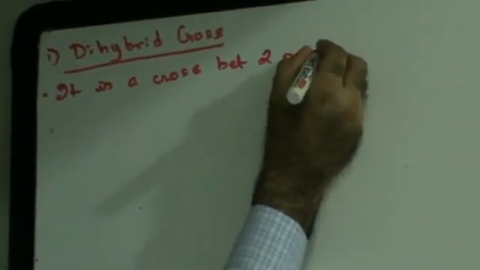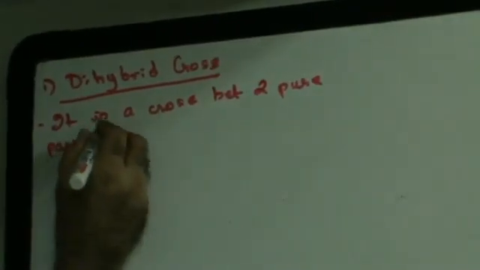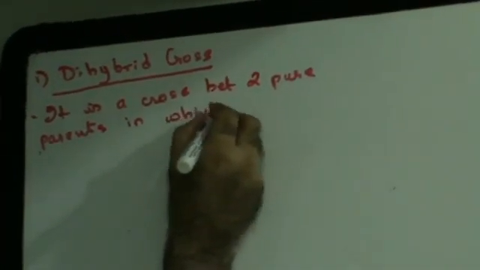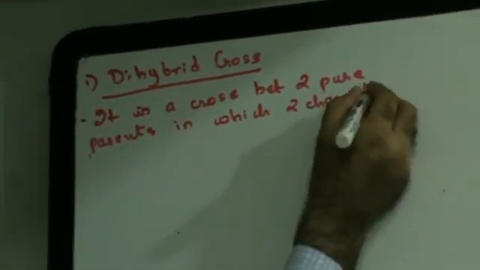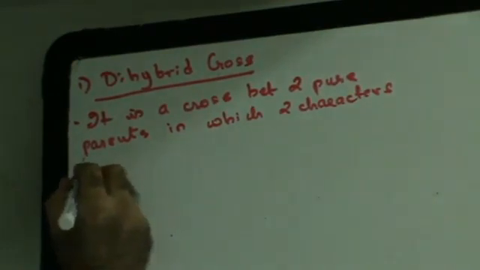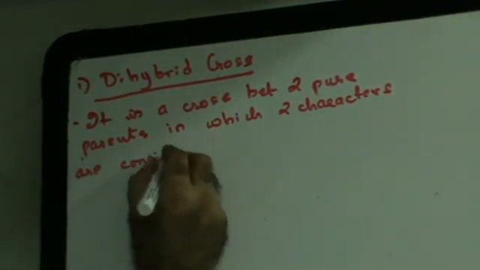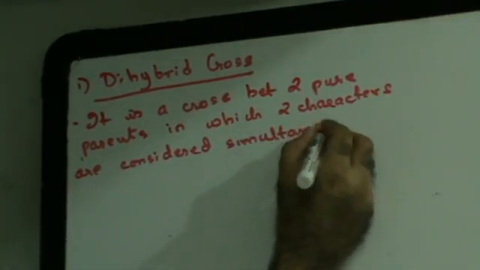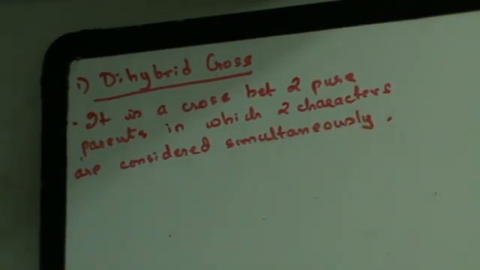So it is a cross between two pure parents in which two characters are considered simultaneously. So a cross between two pure parents in which two characters are considered simultaneously is called a dihybrid cross.